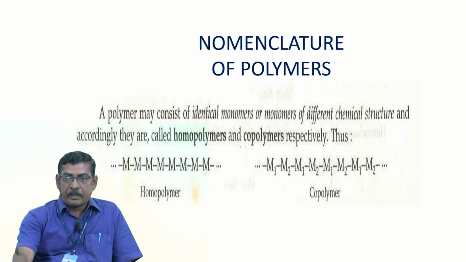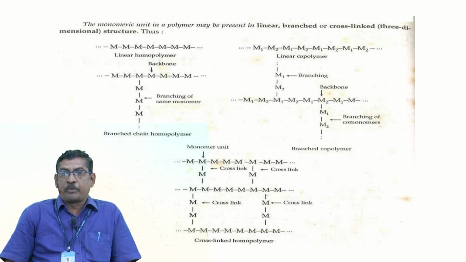The homopolymer is further classified into 2 types. One is called linear homopolymer and the second one is called branched chain homopolymer. In linear homopolymer, the monomers present in the polymer are in a long chain, only one chain, and it is called a linear homopolymer, M1, M like this. The second one is called branched chain homopolymer, in which the main chain contains branches, but all the monomers are the same monomer. This type is called branched chain homopolymer.